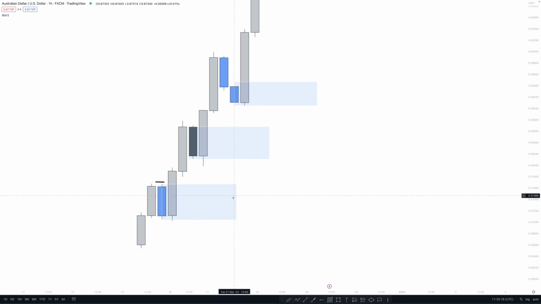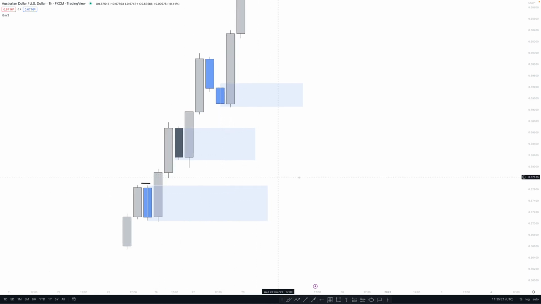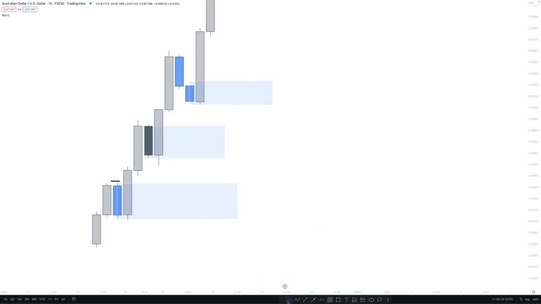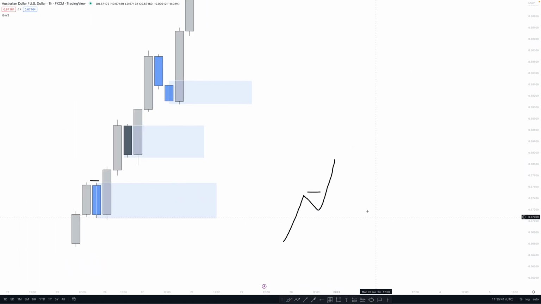So this first order block here is our normal hybrid entry. We moved to the upside, we didn't have any retraces in the momentum, and all of a sudden we had a retrace. This is considered a pullback. After that retrace, we continued to push higher and broke this high. This is momentum, impulse, correction, impulse. We didn't have any retraces in this momentum here.